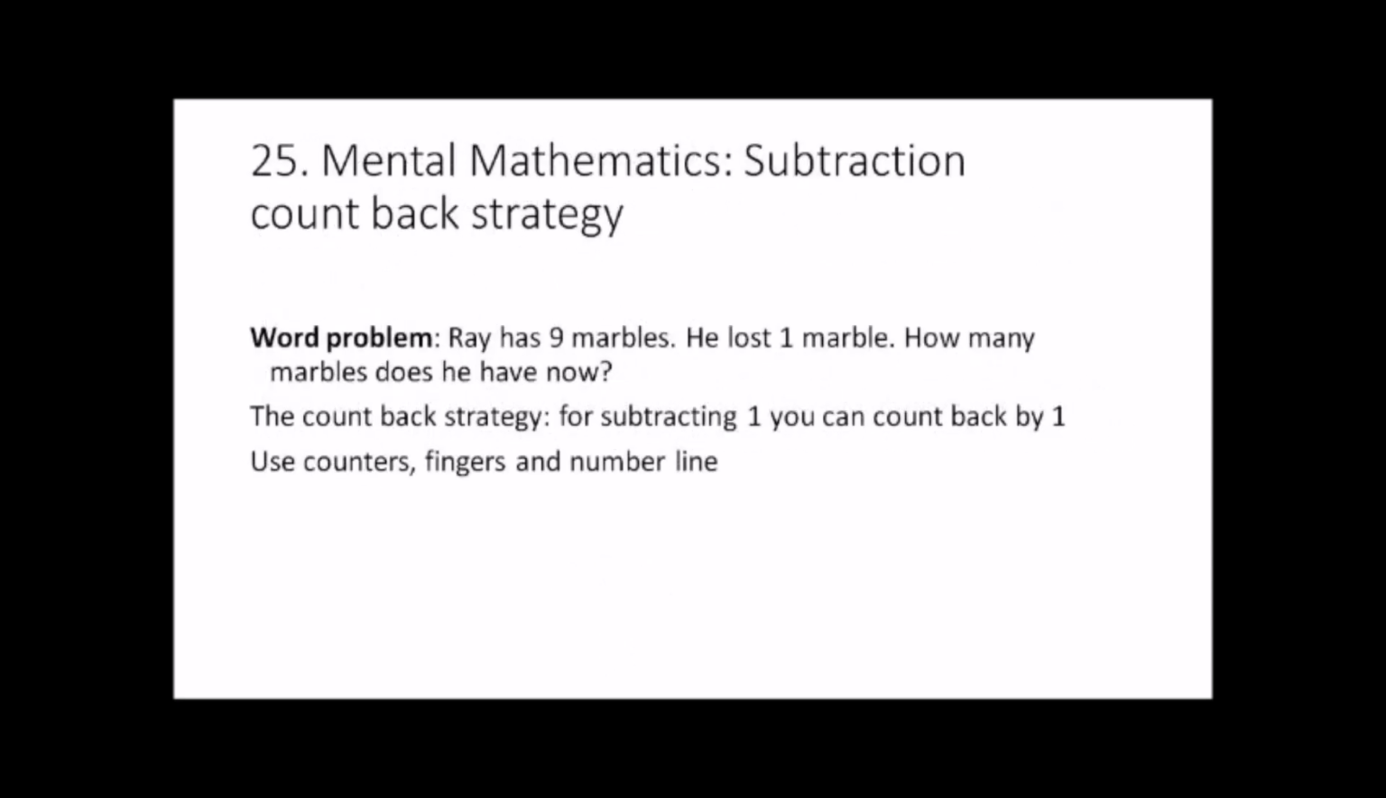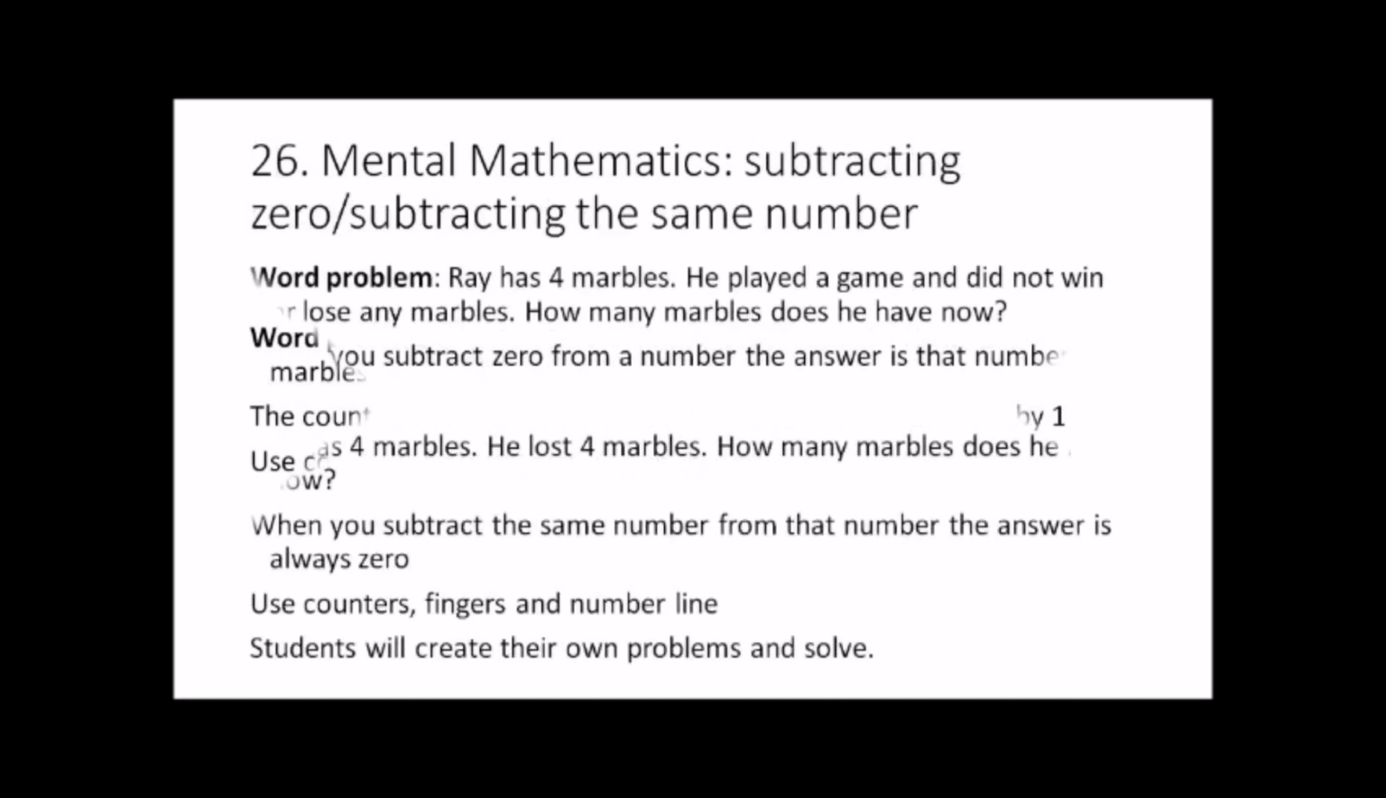Okay, lesson 25, mental strategy, subtraction, count back strategy. You have a word problem. The count back strategy is subtracting 1. You count back by 1. So that's fairly simple. You have 9 marbles and he lost 1. So that's 9 take away 1. You count back from 9 by 1, and you get 8. They should be able to do that. And they can use counters at first, use their fingers, and use the number line to find an answer to problems like this at the beginning before they can do them in their head.